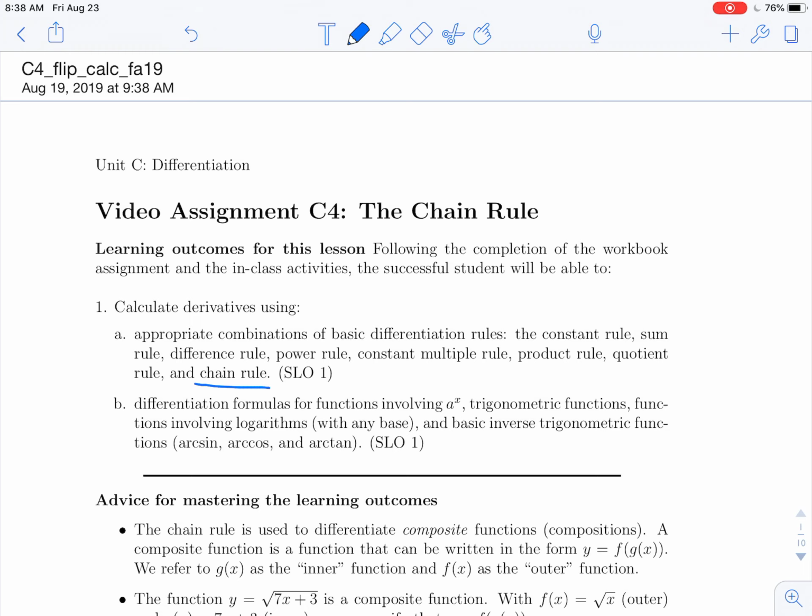B. Differentiation formulas for functions involving a to the x, trigonometric functions, functions involving logarithms with any base, and basic inverse trigonometric functions: arcsine, arccos, and arctan.